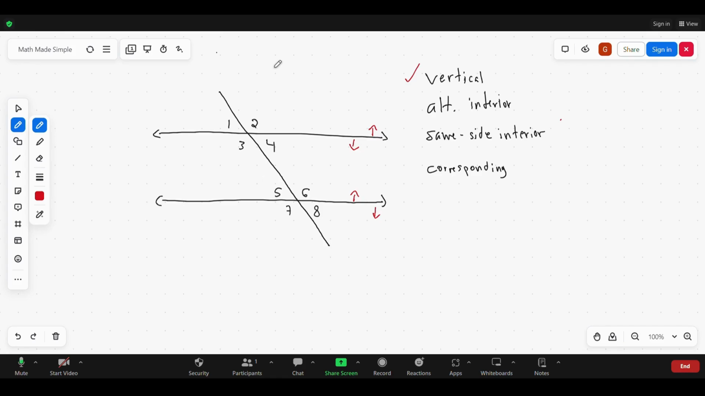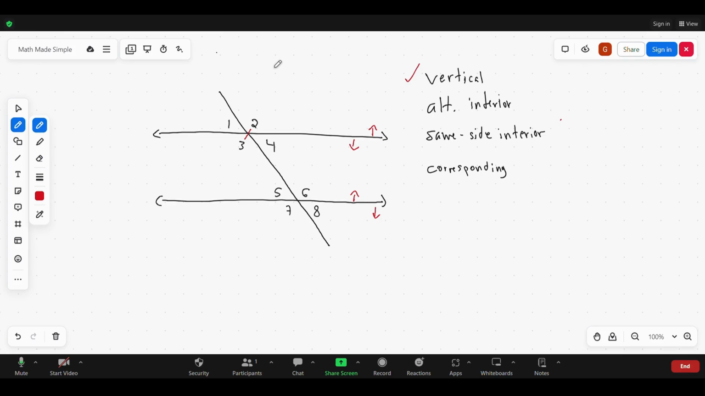Now the reason we went over complementary, supplementary, and vertical angles last time is because that plays directly into what we're learning today. If we look at the relationship between vertical angles, we know that those angles are equal to each other. 2 and 3 are going to be equal. 6 and 7 are equal. 5 and 8 are equal. 1 and 4 are equal.